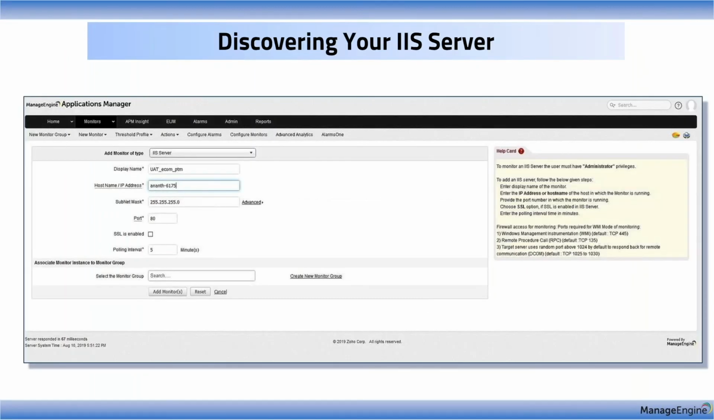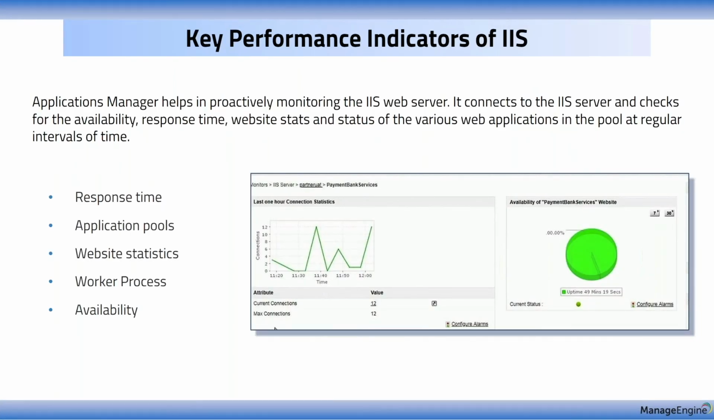The first step towards monitoring is discovering your IIS server. You can provide your IP address and port number to get started with the monitoring. So after providing the details of your IIS server, let me show you the key performance indicators that we monitor. Similar to the Apache server, here also we monitor the response time, application pools information, website statistics, worker process, and the availability information of your IIS server. One of the primary advantages of using IIS as a web server is that all of the metrics are available from the WMI classes, from where we fetch all this data.